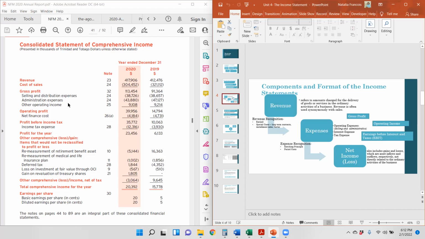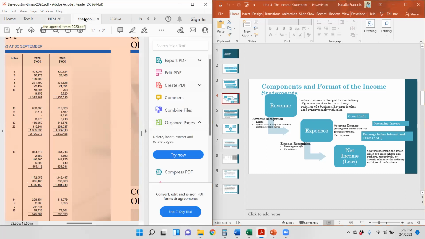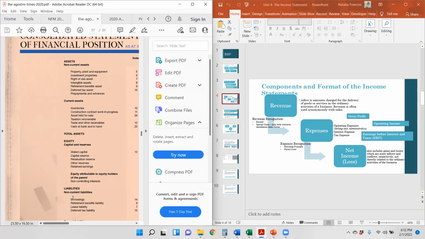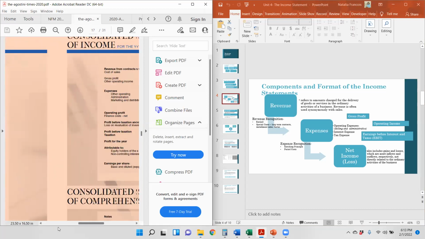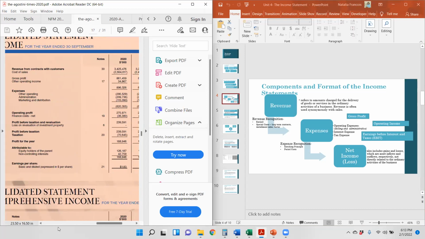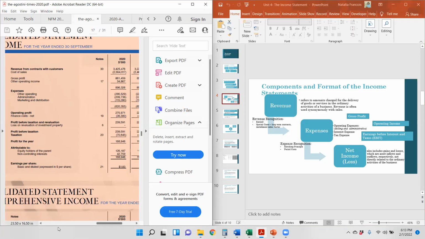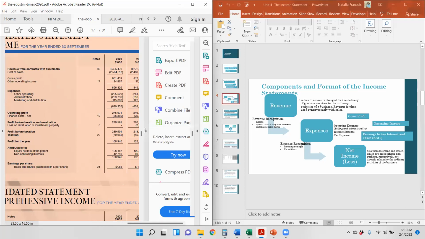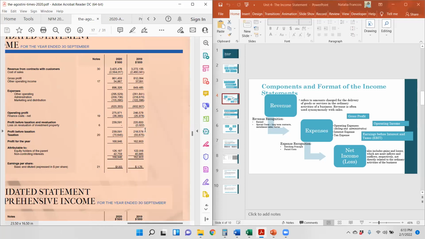If the company is not into selling buildings, but they sold a building, you would not see it under revenue. Revenue only pertains to the activities of the business. Here I have Angostura. Revenue from contracts with customers. Are you seeing it there? The first line is revenue.